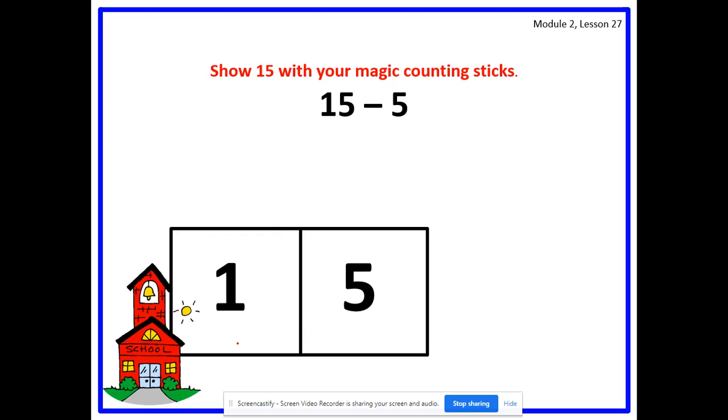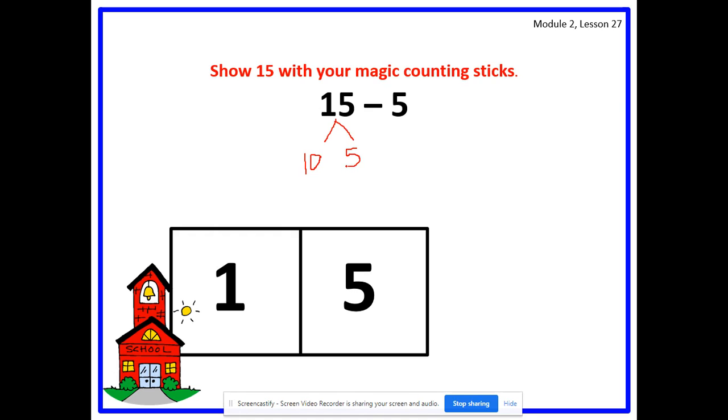Now, show me 15 with your magic counting sticks. Remember, those are your fingers. How many real fingers do we have up? Get ready. Yes, 10. How many imaginary fingers? Get ready. Yes, 5. So here's our hide 0 cards. And then when we decompose 15, we decompose it into, get ready. Yes, 10 and 5.